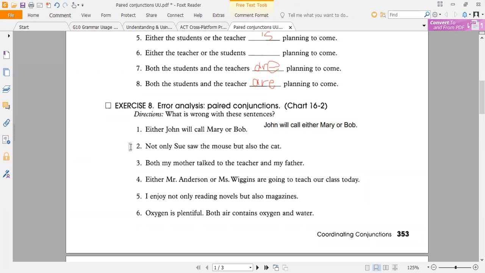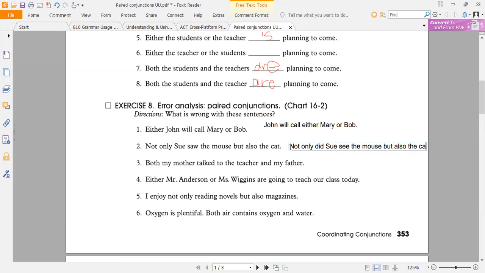Number 2. Not only did Sue see the mouse, but also the cat.